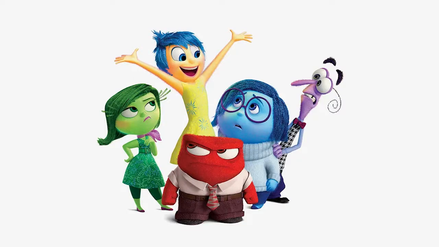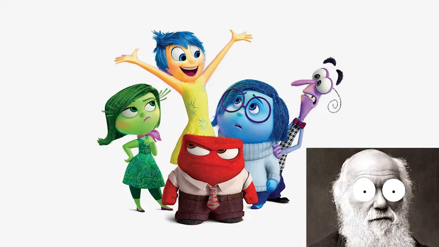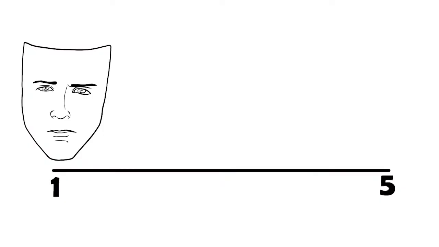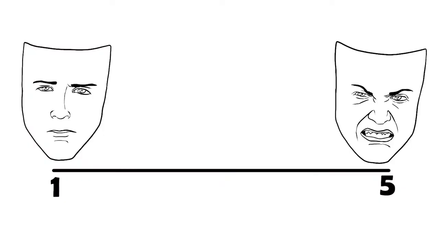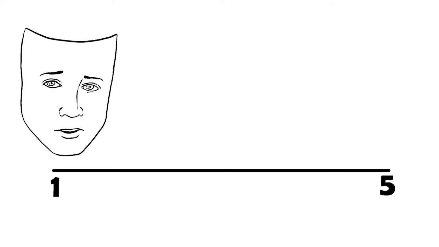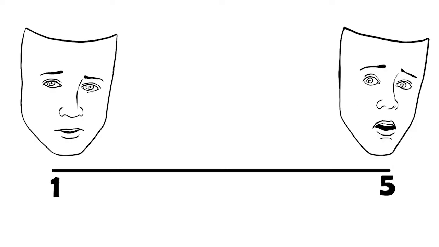Well, if we take the 5 emotions from Inside Out, and if you're a Darwin fan, you can throw in surprise as well. Deep cuts. You can take those individual emotions and you can put them on a scale. Let's say you put them on a scale of 1 to 5. And if we take anger, if 1 is slightly annoyed, then 5 is furious. With fear, if 1 is concerned, then 5 is terrified.